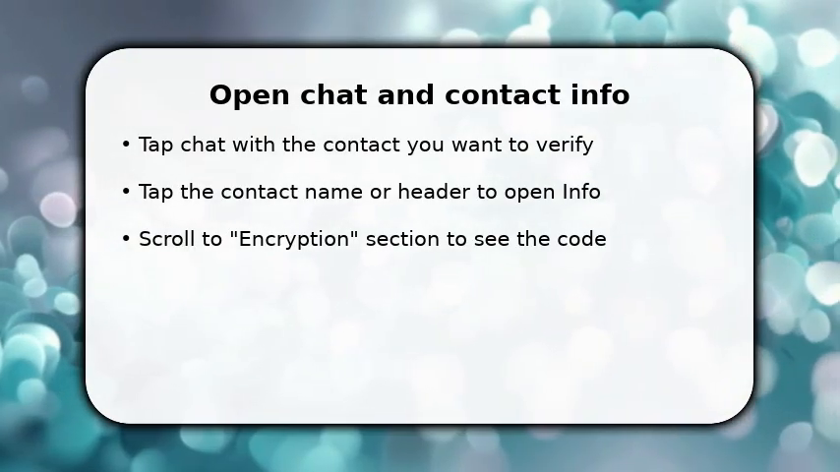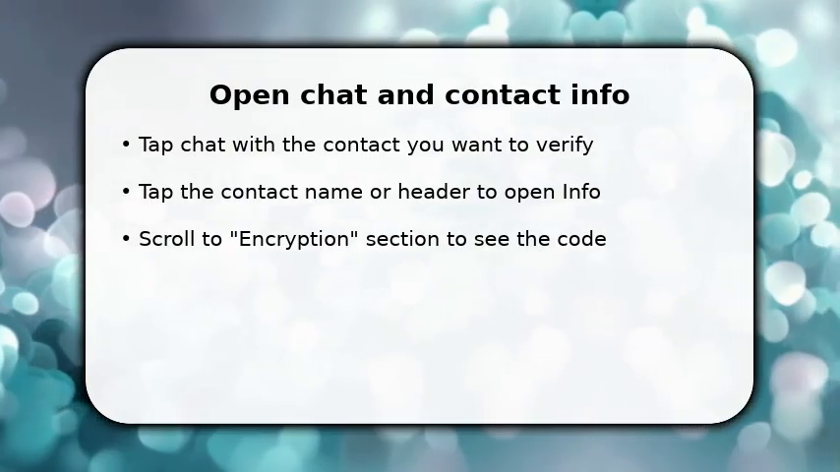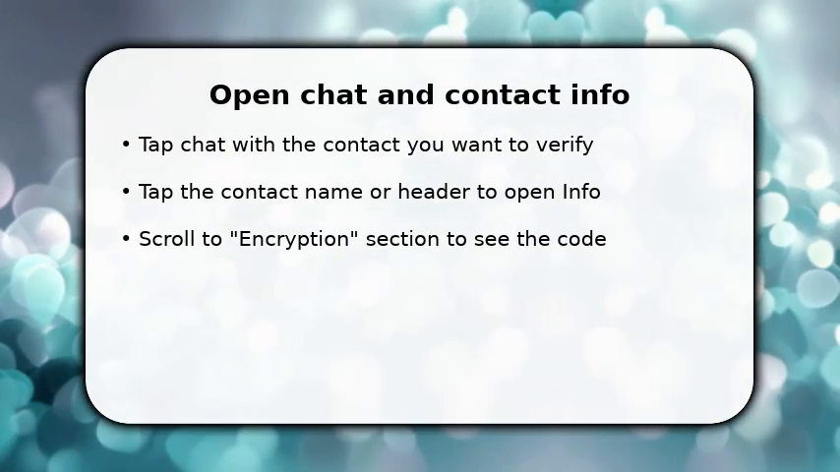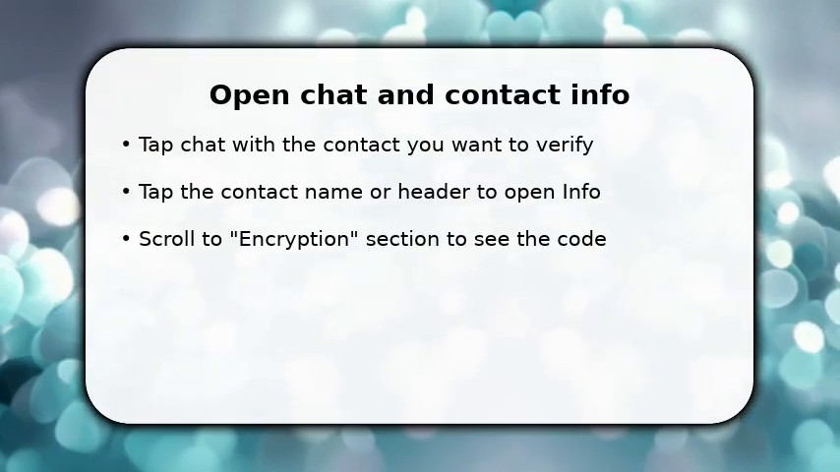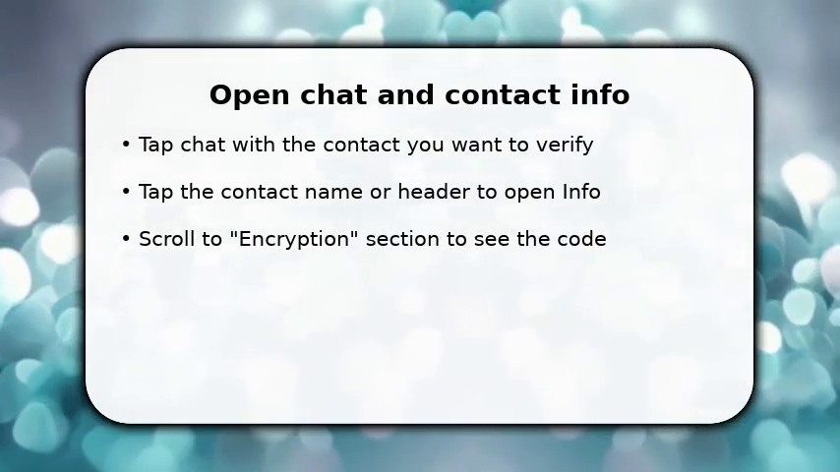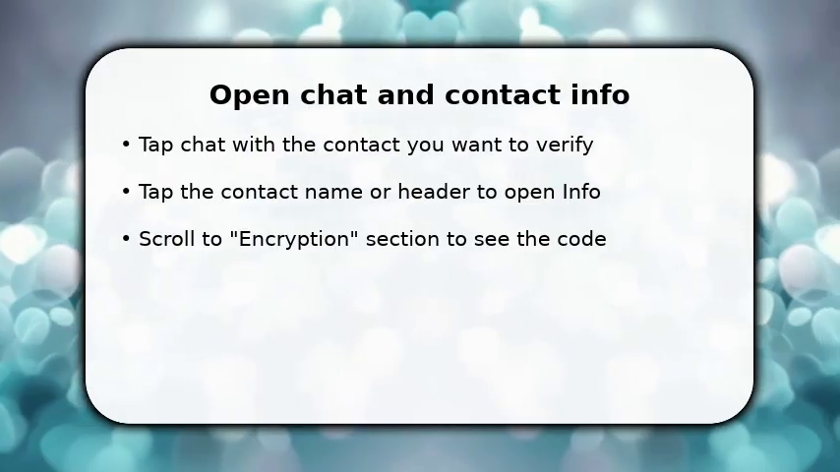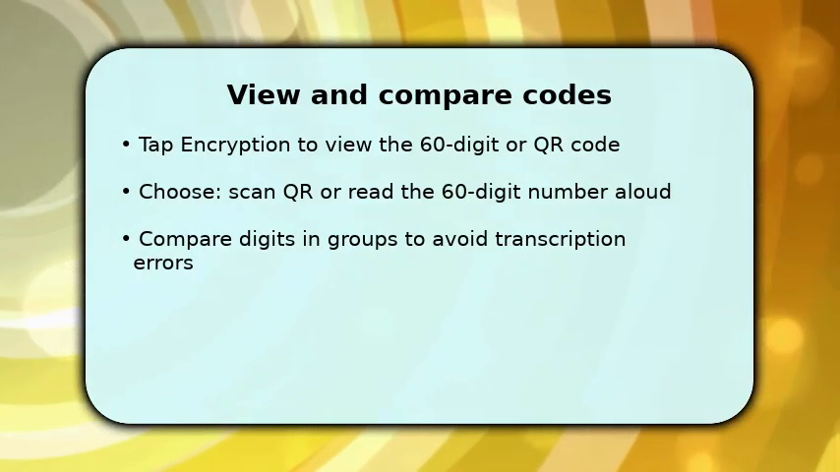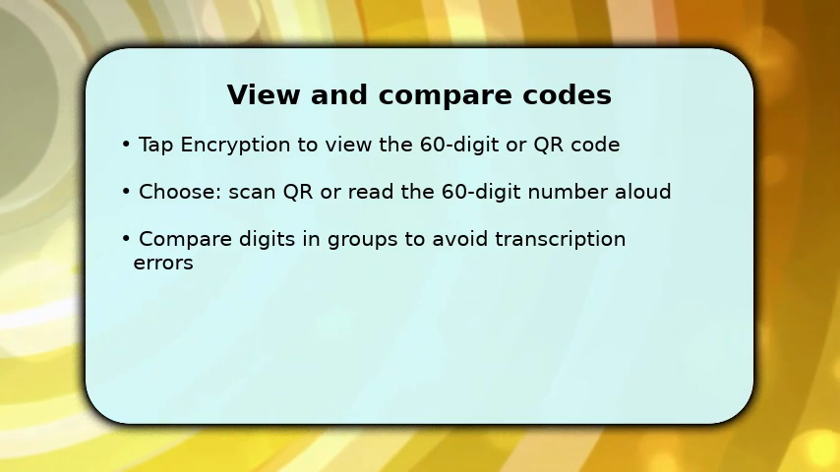Make sure both you and the contact are present because verification is mutual. Doing this first keeps the process immediate and prevents confusion about which device's code you're comparing. Once you tap encryption, WhatsApp shows a QR code and a 60-digit security number.